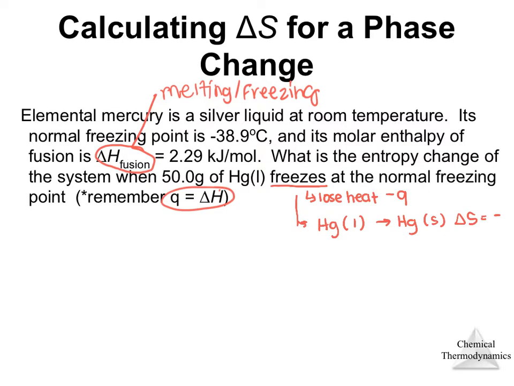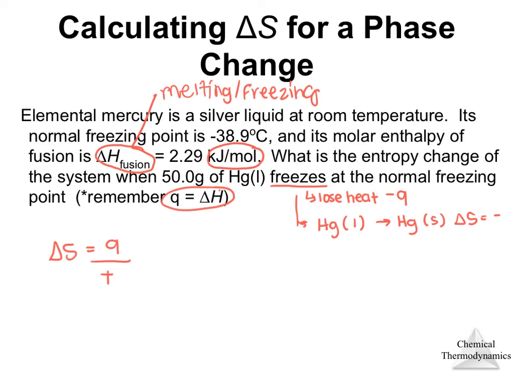So we are going to look for our delta S, and in a phase change, we're going to use that Q value over the temperature. So we're going to use the Q value for our freezing, which is that fusion value. Now remember, this is kilojoules per mole. But what I see is that I only have 50 grams of mercury. So I'm going to need to cancel out that moles piece first.